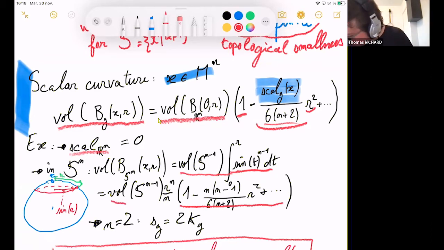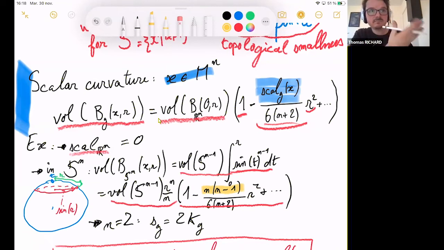And yeah, so this is the volume of the ball of radius r in the sphere, in the Euclidean space. And so in the end, you compute the scalar curvature. So the scalar curvature of the sphere of radius r is n minus 1.